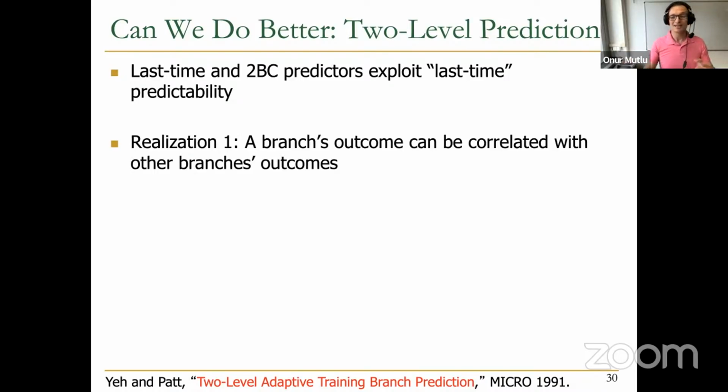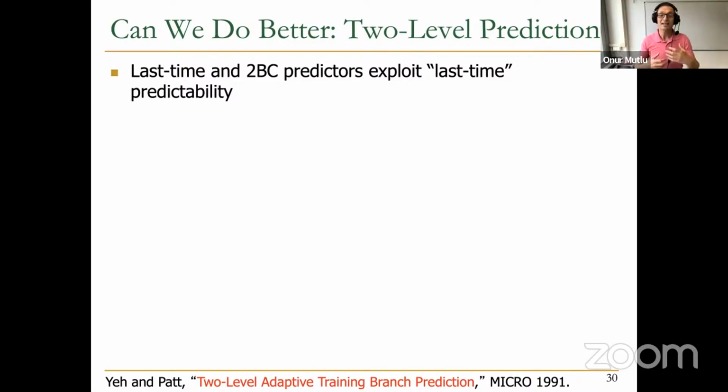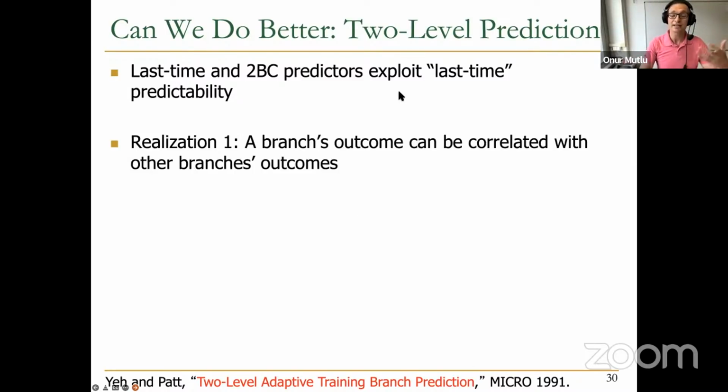Okay, so two-level prediction is exciting. It was introduced by this work in Micro 1991, 10 years later than Jim Smith's paper that we briefly discussed, as you can see. And this realizes something very, very interesting: predictability has other dimensions in terms of program behavior. Last-time and 2-bit counter predictors exploit last-time predictability. But we need to look at another dimension also if you really want to improve branch prediction accuracy.